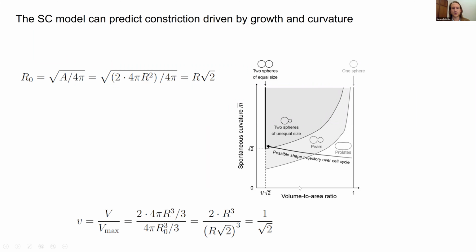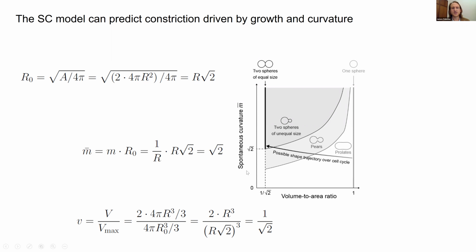So then this volume to area ratio is equal to the actual volume divided by the maximum volume. And here the actual volume is 2 times the volume of each sphere, and the maximum volume is the volume of a sphere of radius r naught. And if one does the math, one gets 1 divided by the square root of 2, so that's this here.